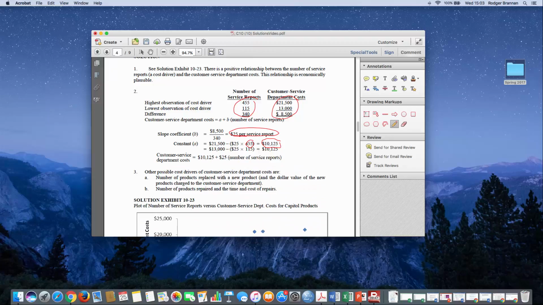So accordingly, my y equals a plus bx formula, or my total customer service department cost, would be 10,125 plus $25 times the number of service reports. Is this plausible? Are there other explanations? Yeah, there could be. I wouldn't get too hung up over coming up with a lot of different variations on that.